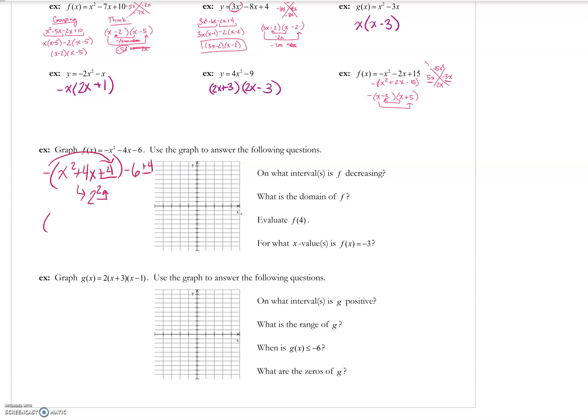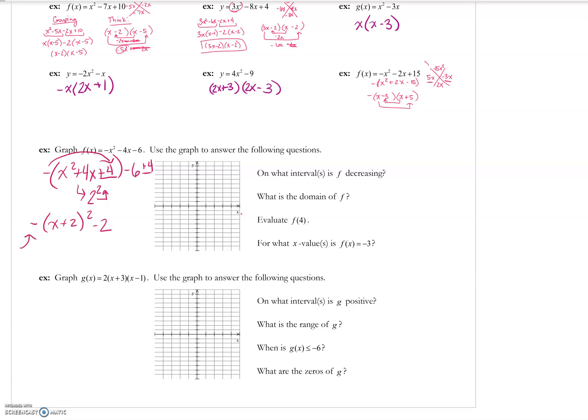Then, to write it in vertex form, the thing that I squared to get this would have been x plus 2 squared. Negative 6 plus 4 is now negative 2. This is much more helpful for me to graph than it was in standard form. And I also have the negative out in front, I'm sorry, because now I can see my transformations.